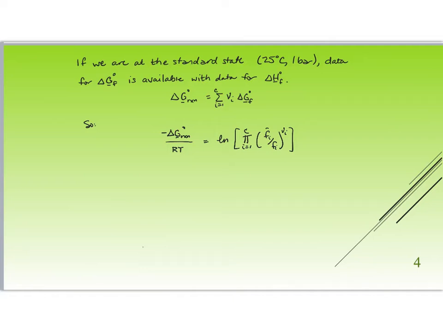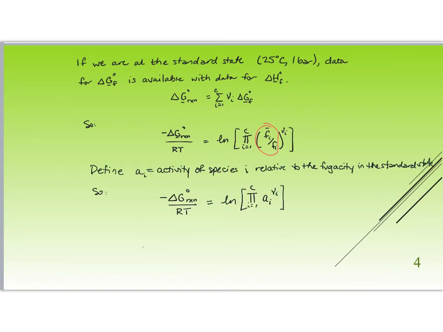Now we're going to define this grouping that we see here as the activity. The activity is the fugacity of the species in the mixture relative to the fugacity of the pure in the standard state. And so this means that delta G of reaction at the standard state over RT is the natural log of the product of all of these activities to the stoichiometric coefficient power. Okay, and this is again at the standard state, 25 degrees C, 1 bar.